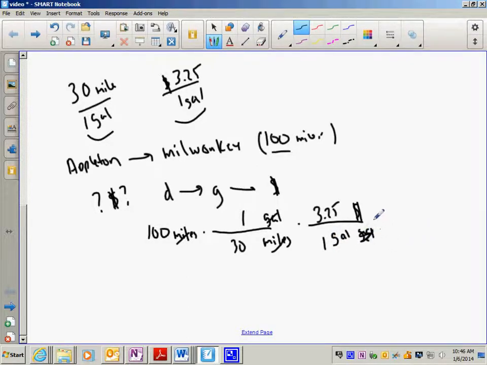I have that on there already, but either way, take your math calculator. I'm going to take 100 times 1 divided by 30 times 325 divided by 1, and you will get $10.83 to drive to Milwaukee. Again, this is just an example of using factor label or proportions, same thing, to get an answer. Look at where you are, look where you want to go to, look at the conversions that are available.